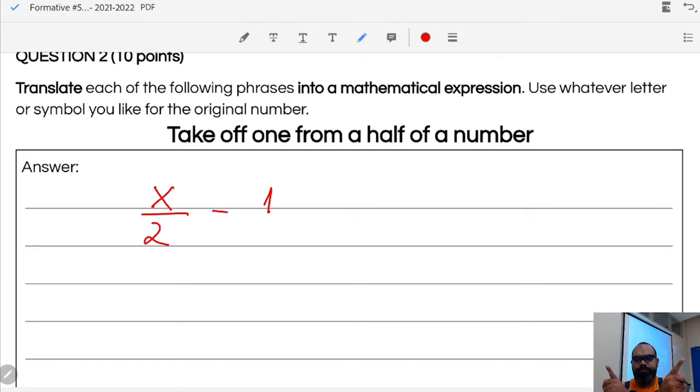Students just switch the positions. 1 minus half a number is wrong because I'm taking off 1 from it. Guys, read the statement very well. I'm taking off 1 from half a number. Attention to the words taking off from, less than, subtracted from. We need to understand this well. I'm taking off from who to who. Great, attention over here.